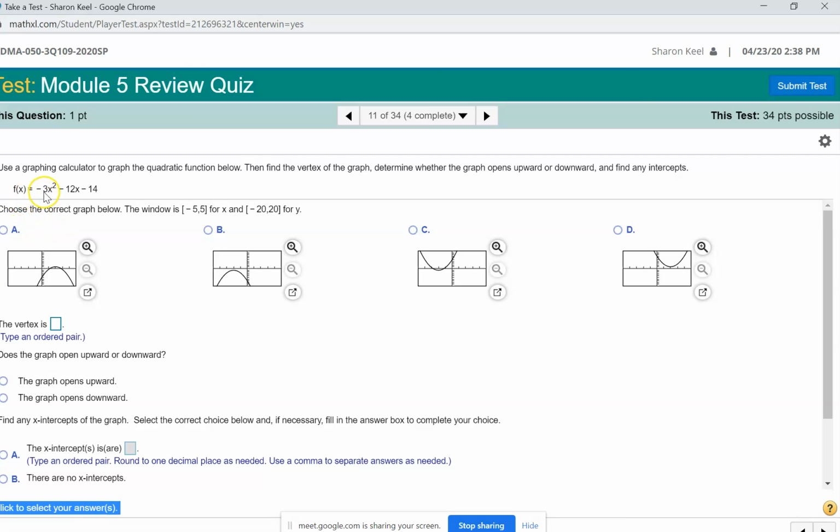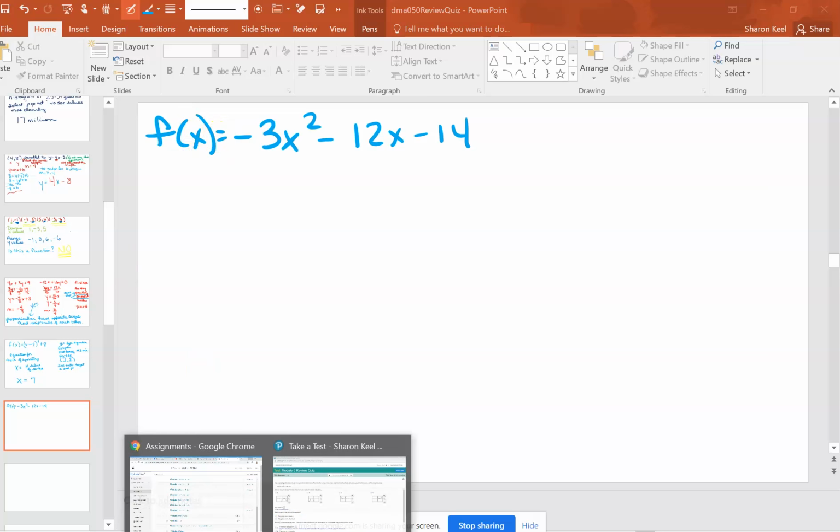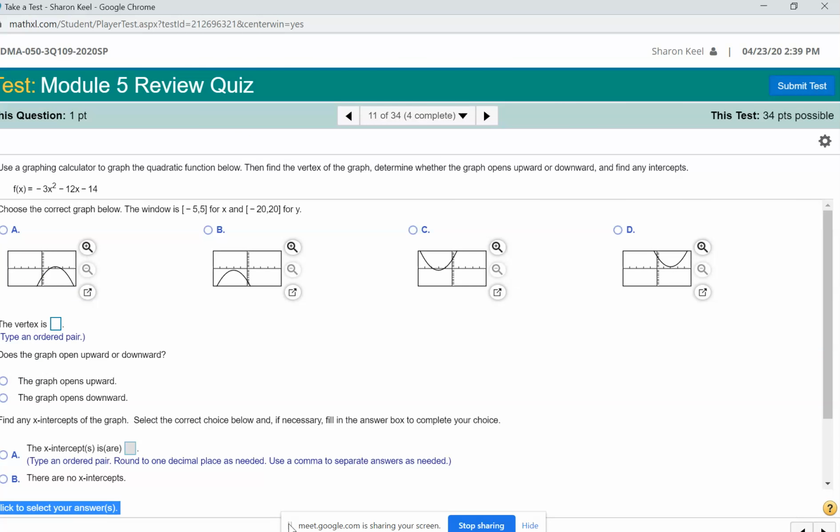So this is our equation. Let's write this down. Negative 3x squared minus 12x minus 14. So we have f of x equals negative 3x squared minus 12x minus 14. Make sure I wrote it right. Okay, the first thing they want us to do is to identify a graph.